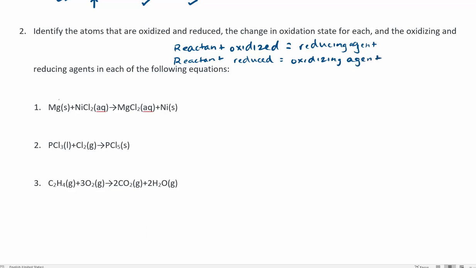So here we have magnesium going from a 0 to a +2, so that is being oxidized. It's the magnesium that is being oxidized and therefore the reducing agent. The nickel here is going from a +2 to a 0, therefore the nickel in nickel chloride is reduced, and therefore it is the oxidizing agent.